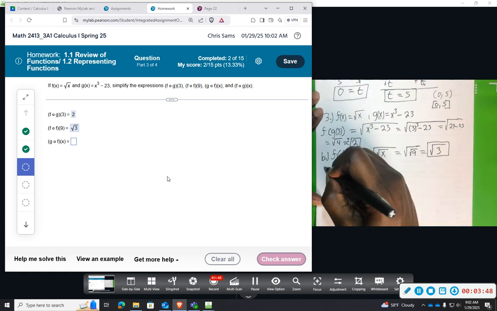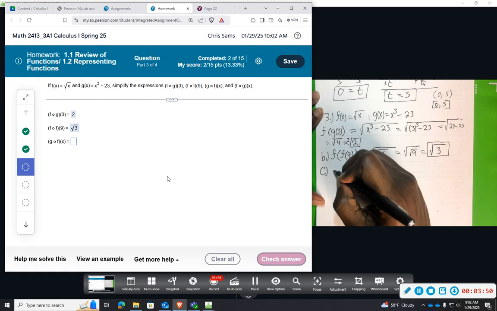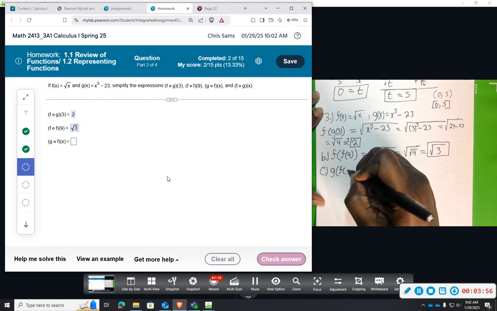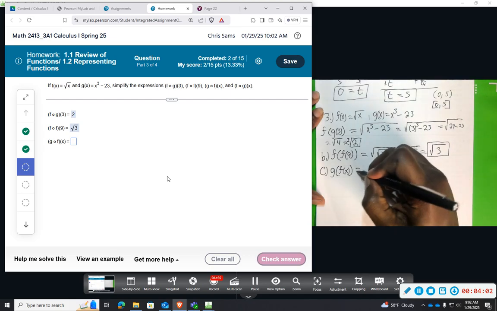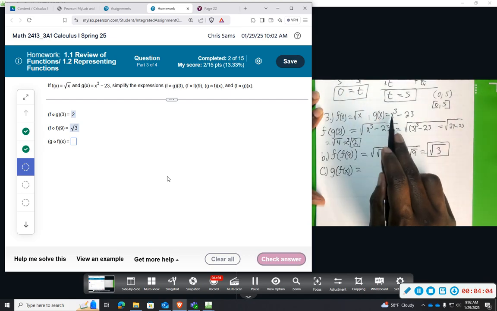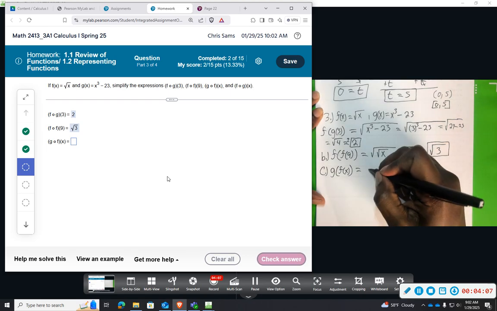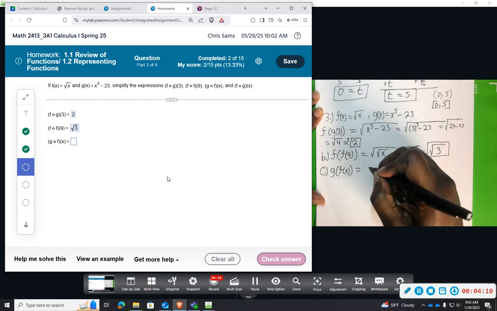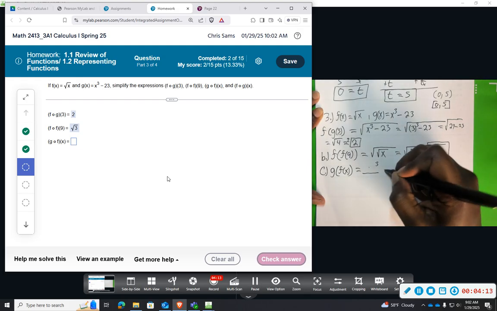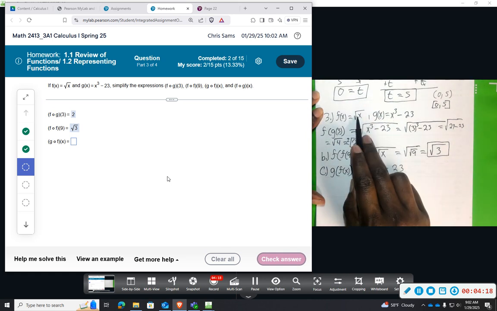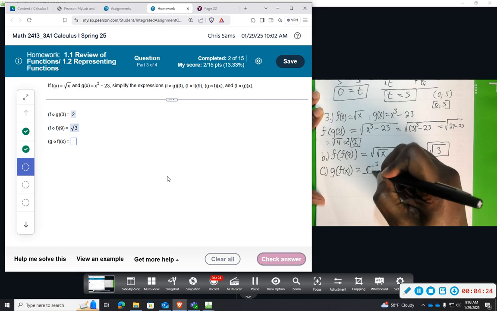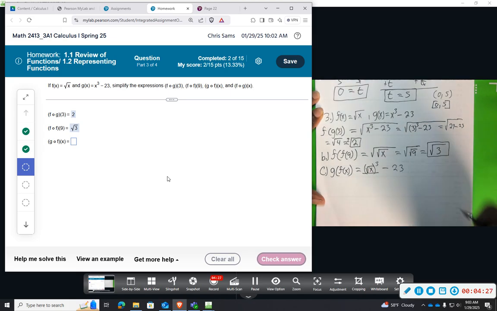Part C, we are going to do g of f of x. So this time all we've got to do is plug the f equation into the g. So I'm going to start with g. The g equation is x cubed minus 23. So I'm going to say blank cubed minus 23. In the place of x, we're going to replace that with the square root of x. So this is saying the square root of x raised to the third power.